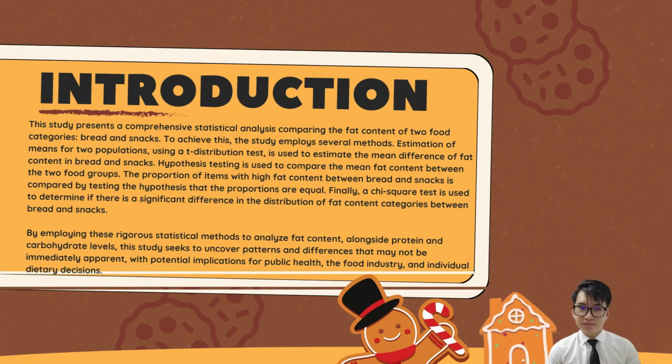For introduction, this study presents a comprehensive statistical analysis comparing the fat content of two food categories, bread and snacks. To achieve this, the study employs several methods. Estimation of means for two populations using a t-distribution test is used to estimate the mean difference of fat content in bread and snacks. Hypothesis testing is used to compare the mean fat content between the two food groups.